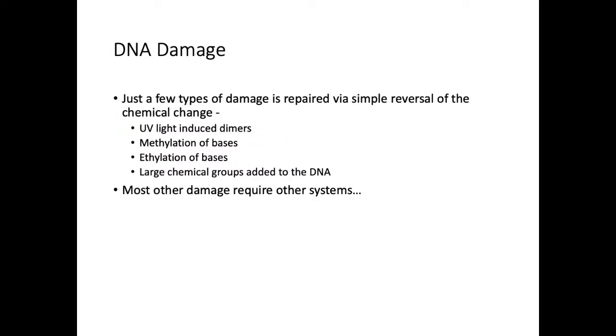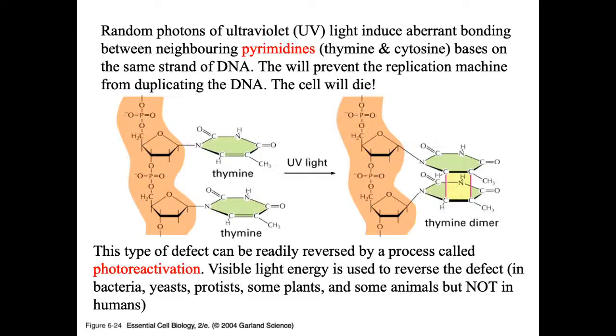Some DNA damage is repaired via simple reversal of the chemical change, like UV light induced dimers, methylation of bases, ethylation of bases, and large chemical groups added to the DNA. Other damages require other systems, but these are the most likely DNA damages that happen: ethylated, methylated, UV induced dimers, or large chemicals added to the DNA.